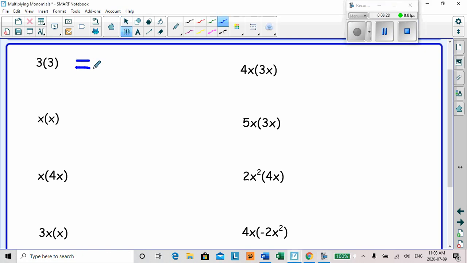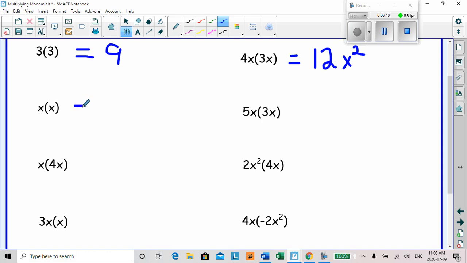First one is just 3 times 3, and that's 9. This next one, I'm going to multiply the 4 and the 3 together. That gives me 12, and I have an x times an x, so that's x squared because there are 2 of them multiplied together. In this next one, I don't have any coefficients. Well, the coefficients are 1 and 1. So when that multiplies together, I get 1. And I have an x multiplied by an x. There are 2 of them. So that's x squared.